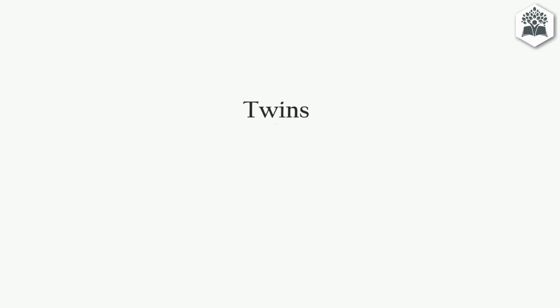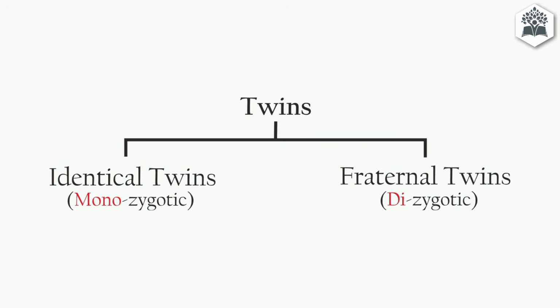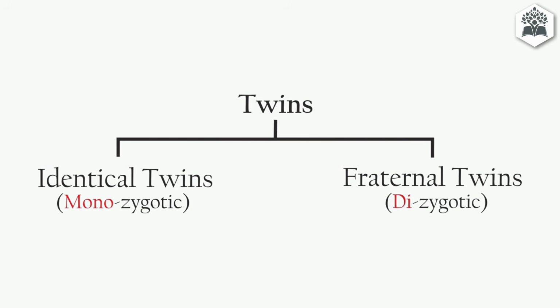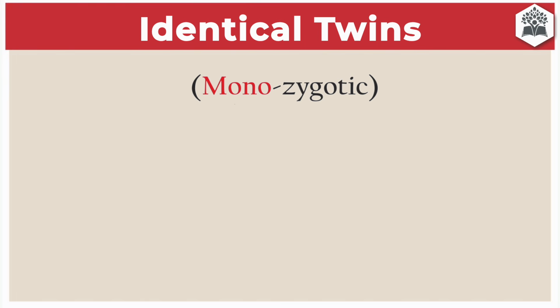And there are two main ways this can happen. So there are two types of twins. One is called identical twins or monozygotic twins, and the second is called fraternal twins or dizygotic twins. Let's understand both. First, let's look at identical twins, scientifically known as monozygotic twins.